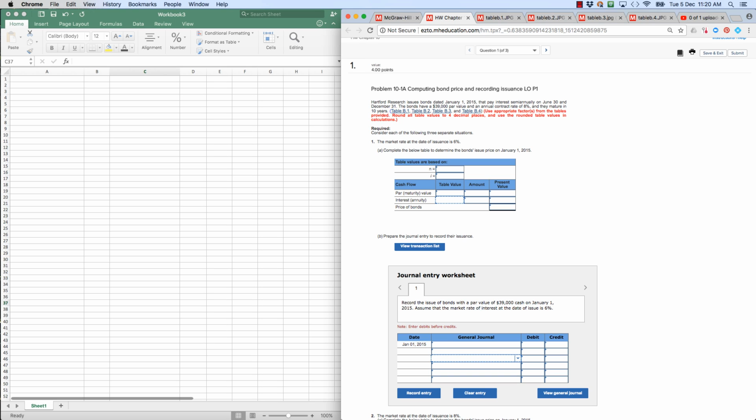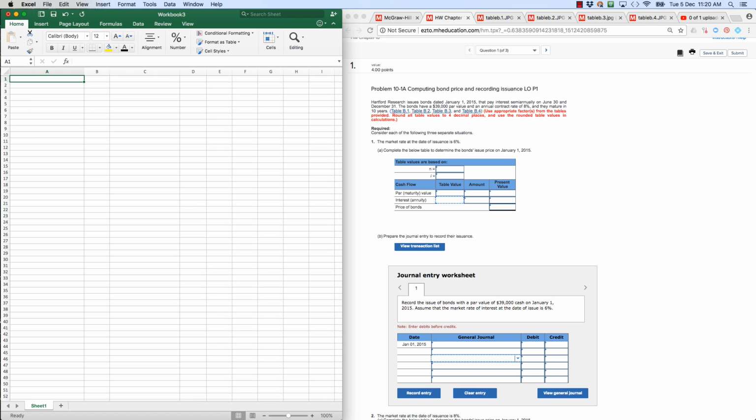So there's a few pieces of information we need. You can calculate this in Excel or with a calculator, but I like to use Excel. So we need to know our par value. Par value is the amount of money that the company is quote unquote borrowing. Based on the market interest rate, they may actually receive more than or less than that amount from the people who buy the bonds, but par value is how much they have to pay back. And in our case, it's $39,000.